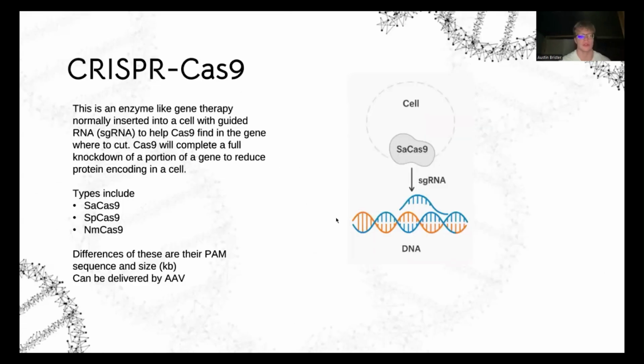All right. So the first gene therapy we have is CRISPR-Cas9 therapy. This acts as scissors to cut a gene and knock it completely down to reduce protein encoding inside of a cell, which will also reduce the tumor growth in the microenvironment. As you can see in this little diagram, it's guided by guide RNA to cut in a specific portion of the gene. Types of Cas9 include SaCas9, SpCas9, and MCas9. They all differ by their size in kilobases and their position activation sequence in the gene.